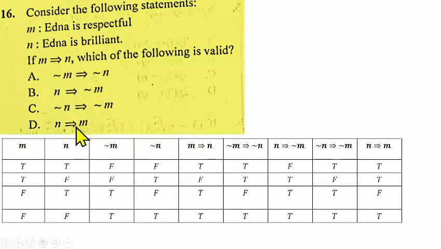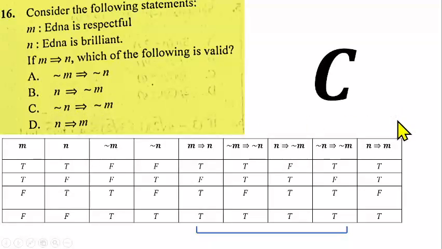So let's test for the last one: if N then M. Let's see. True will give us a true. Then false then true will give us a true. Then true then false will give us a false. Then false will give us true. So this also is not equivalent to this. So that means this and this are equivalent, so we have this result and this result to be equal. So the answer is option C for question number 16.